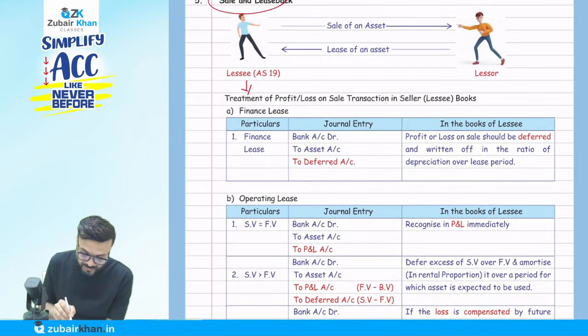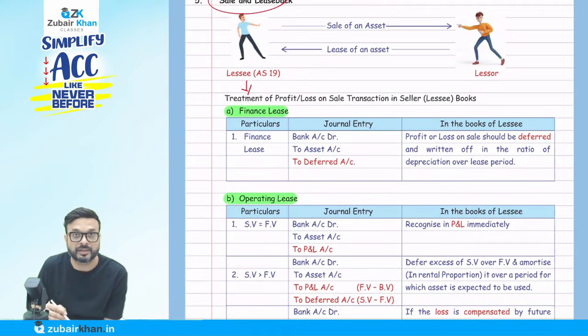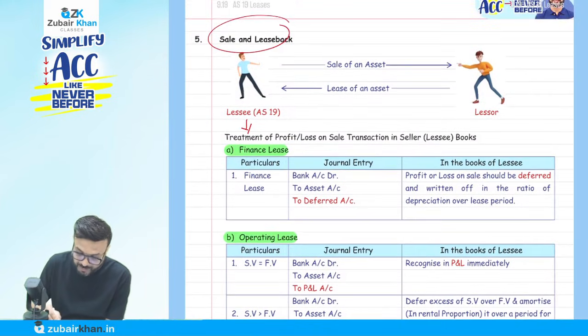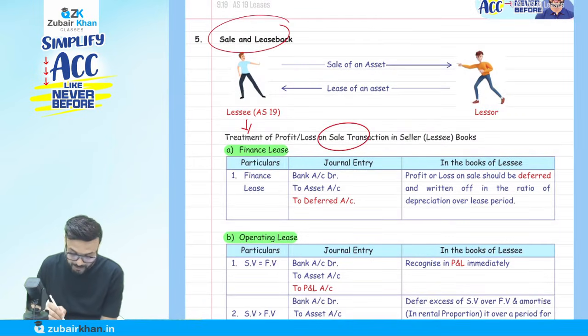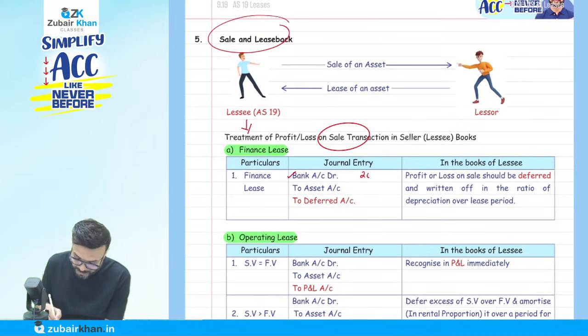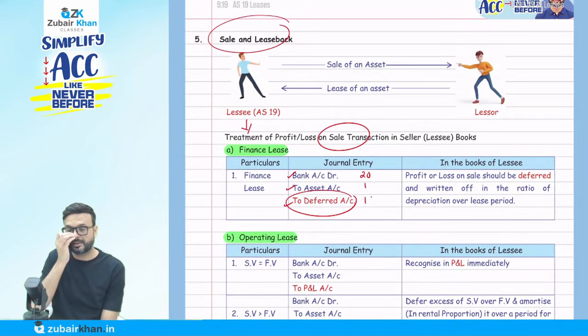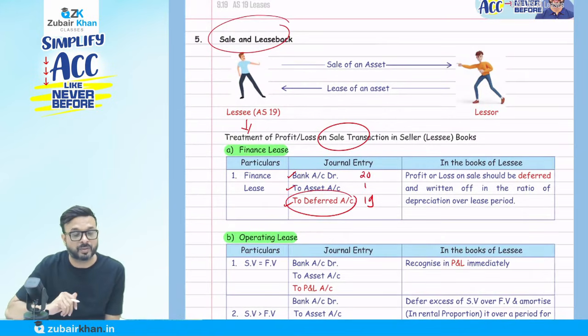First, we have to see whether it's a finance lease or an operating lease. If it is a finance lease, when you sell the asset, we are passing the entry of the sale. Bank account will be debited, say 20,000, and the book value of the asset is suppose 1,000, and we cannot credit the profit to the P&L account, it will be deferred. This is the main intention, because suppose I am giving an asset and I will take it back in the form of lease from you.